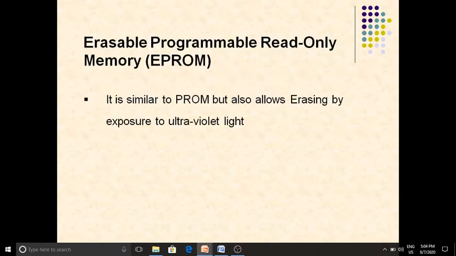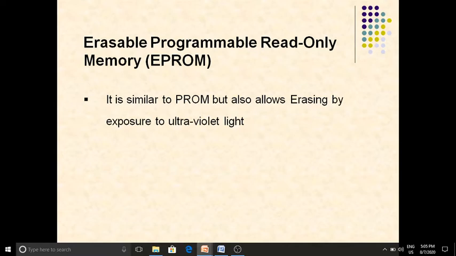The next type of memory under primary memory is EPROM. What is the full form of EPROM? EPROM means erasable, programmable, read-only memory. It is similar to PROM, programmable read-only memory, but also allows erasing by exposure to ultraviolet light.